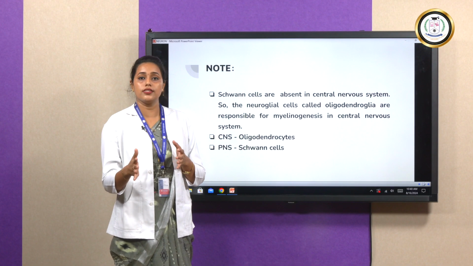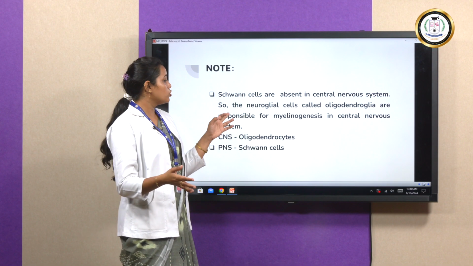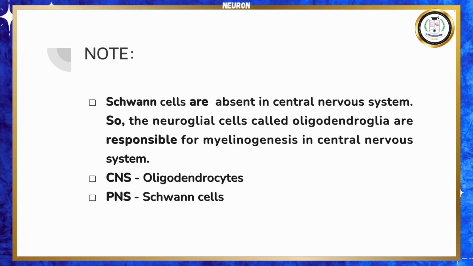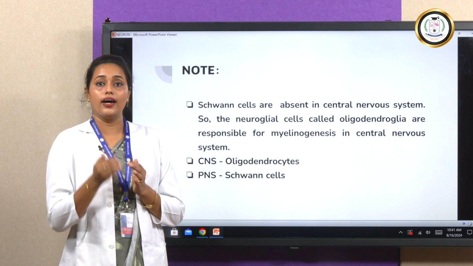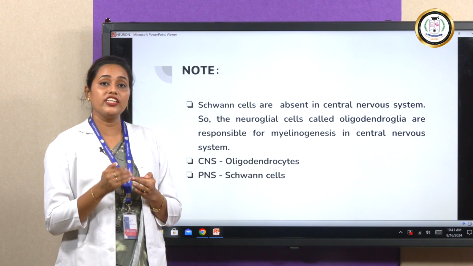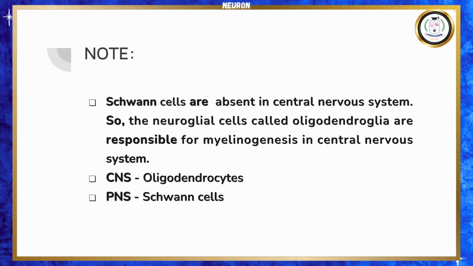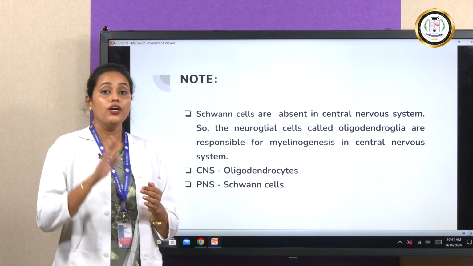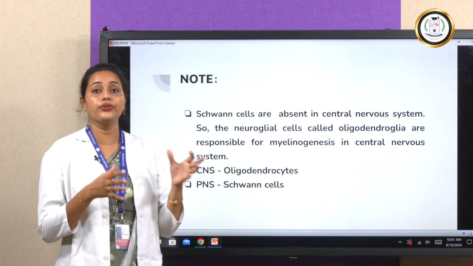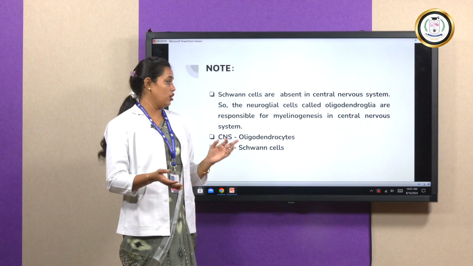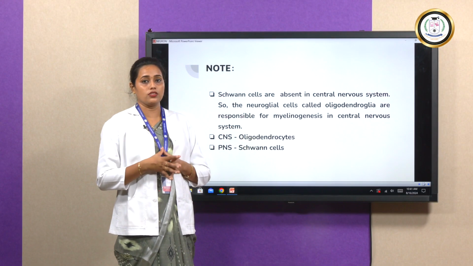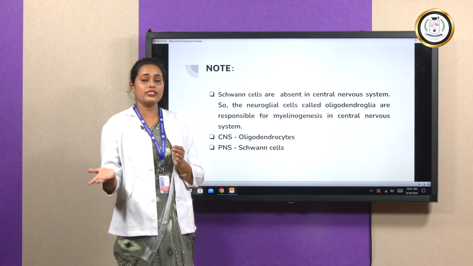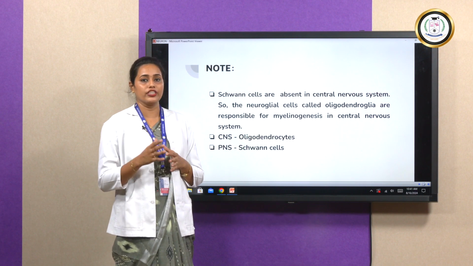So in the case of the central nervous system, the Schwann cells are absent. So what will happen? We have a neuroglial cell called oligodendroglia, and these oligodendroglia are responsible for the process of myelinogenesis in the central nervous system. So we can consider it this way: the Schwann cells are responsible for myelinogenesis in the peripheral nervous system, whereas the oligodendrocytes, the neuroglial cells, are responsible for myelinogenesis in the central nervous system. So in the peripheral nervous system, we have Schwann cells, and in the central nervous system, we have oligodendrocytes.